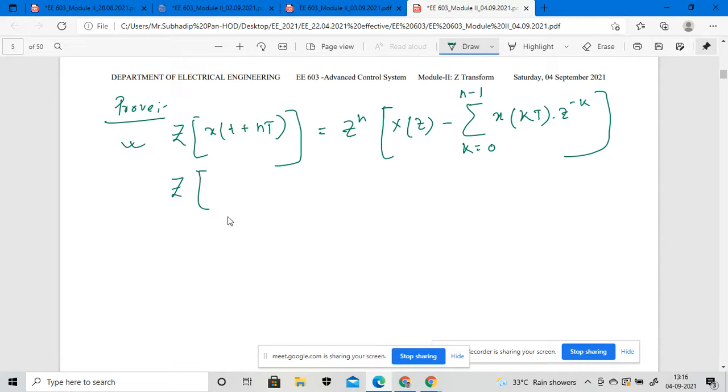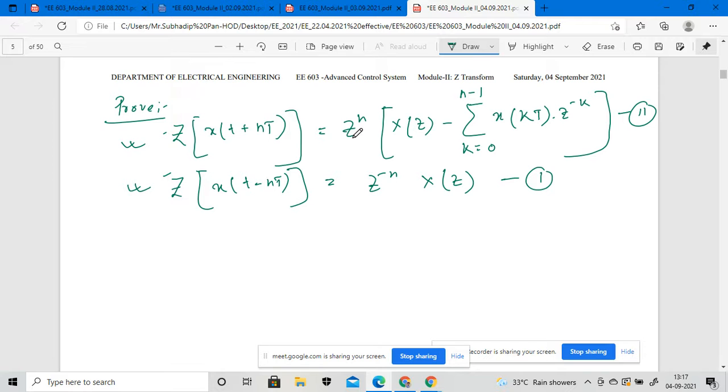The Z transformation of x of t minus nt is equal to z to the power minus n times X of z, right? Suppose this is my equation 1 and this is my equation 2. First we have to prove these two equations, this one and this one. So how could I prove these things?